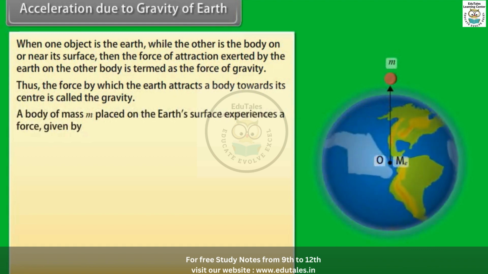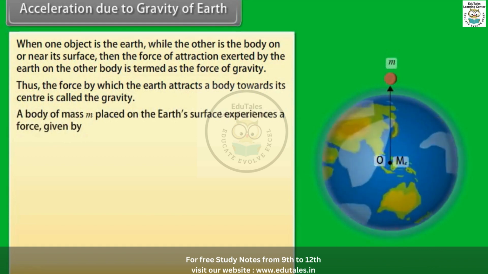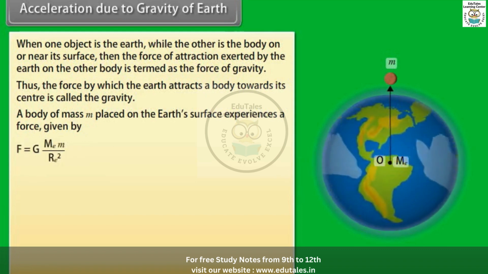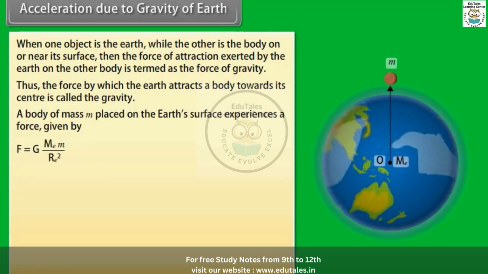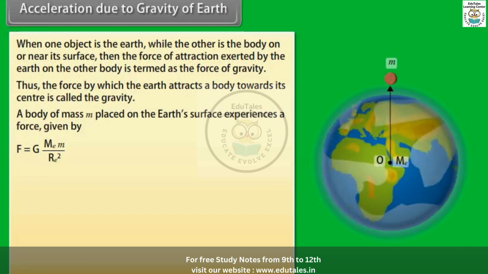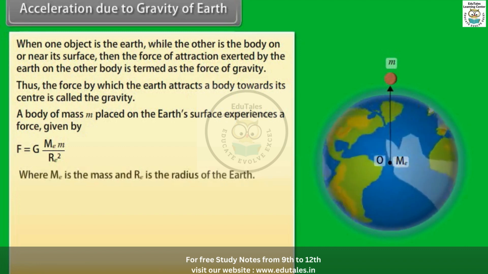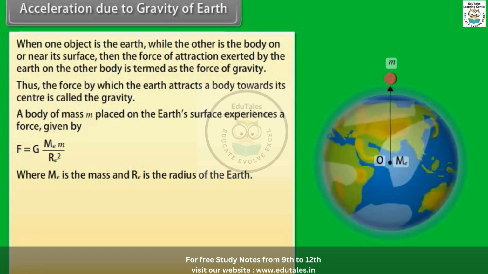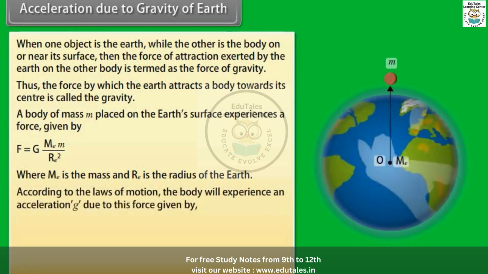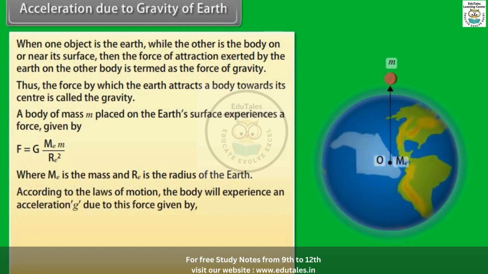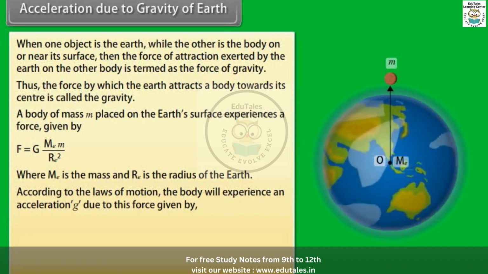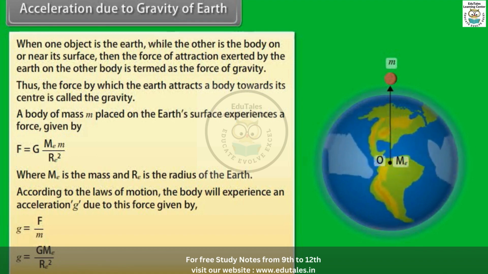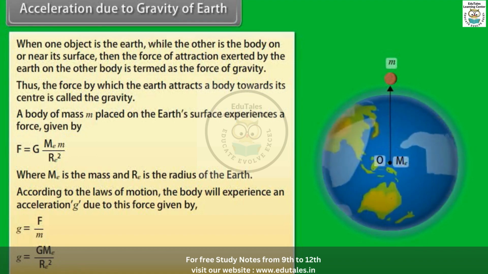A body of mass m placed on the Earth's surface experiences a force given by F is equal to G into ME m upon RE square, where m is the mass of the body and RE is the radius of the Earth. According to the laws of motion, the body will experience an acceleration g due to this force, given by g is equal to G into ME divided by RE square.